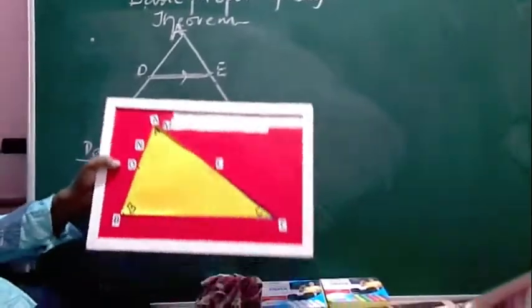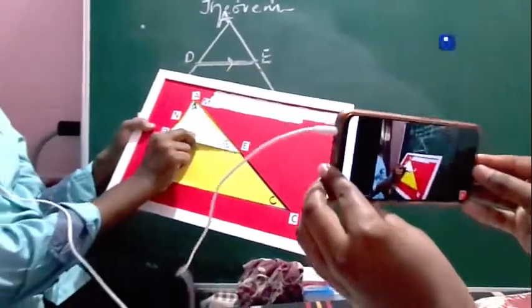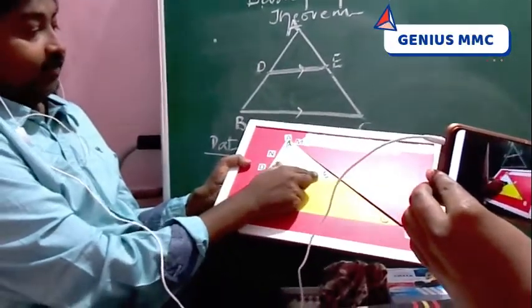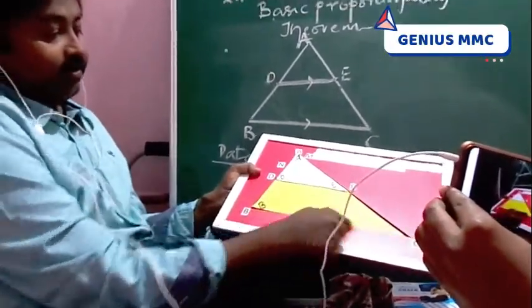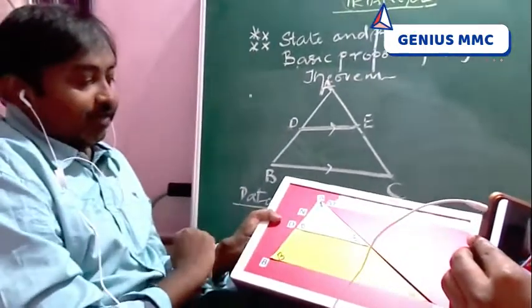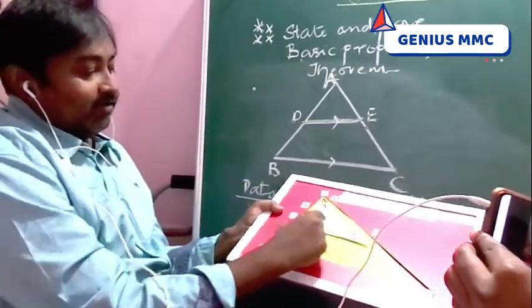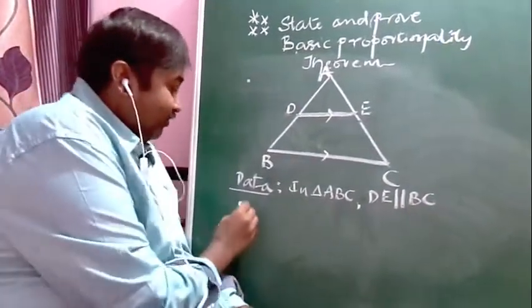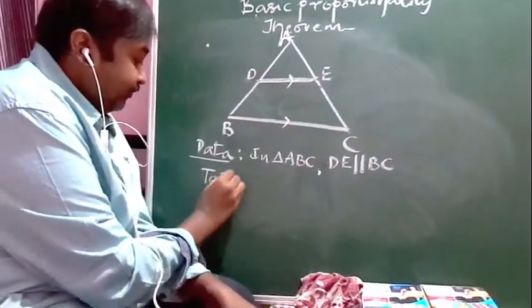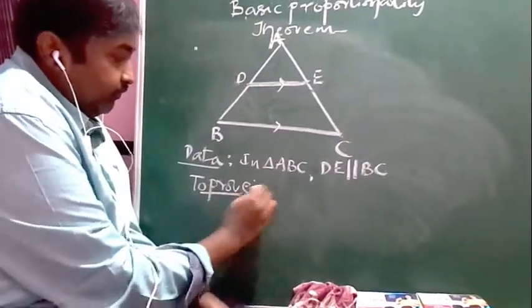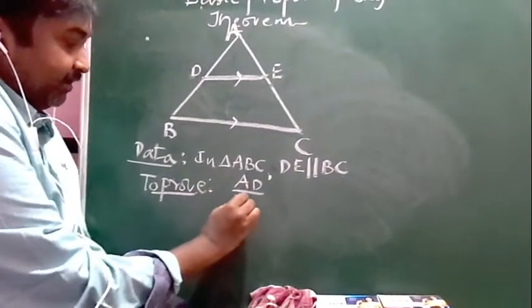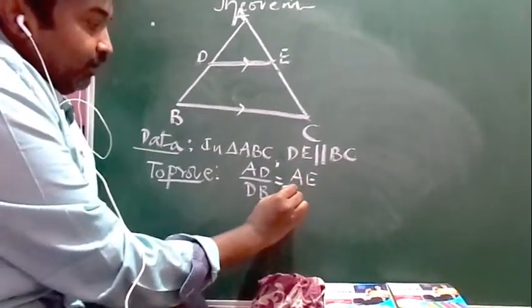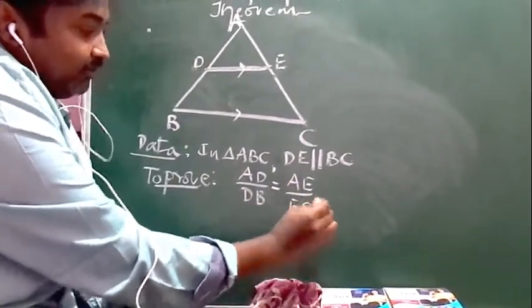See, ABC is a triangle. So this is the line DE parallel to BC, this is given. What is to prove? AD by DB is equal to AE by EC. So next you write down, to prove: AD by DB is equal to AE by EC.